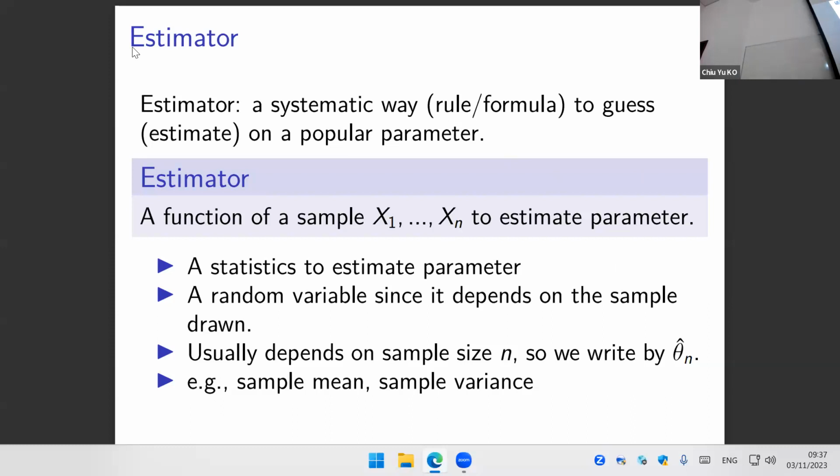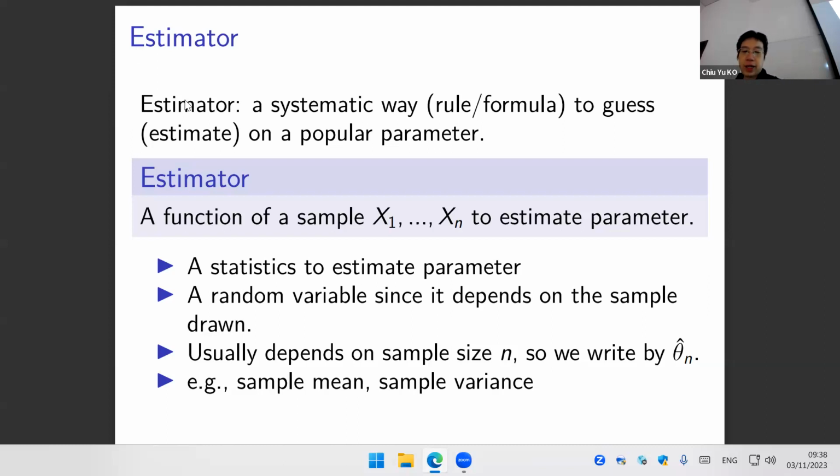Usually we denote it as theta hat, and there's an n denoting the dependence on n, right? Because it is changing based on the sample size, right? The sample mean is divided by n, right? And the sample variance, as we argued later, right? We argue that is the way to estimate population variance.